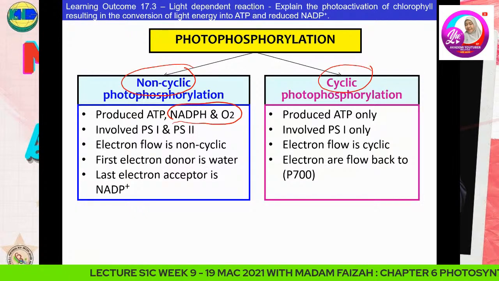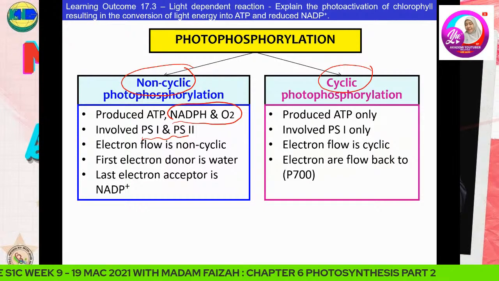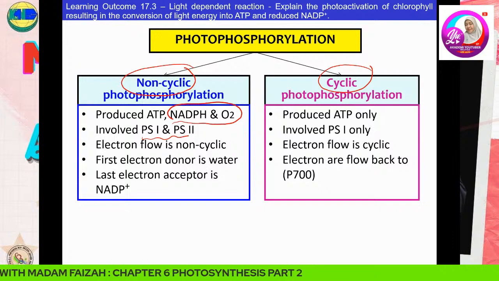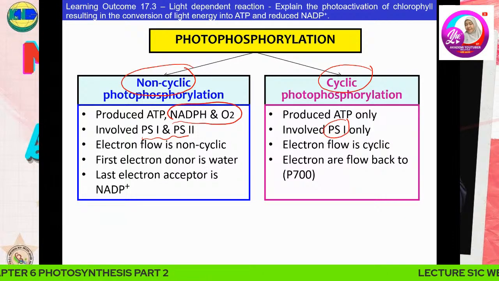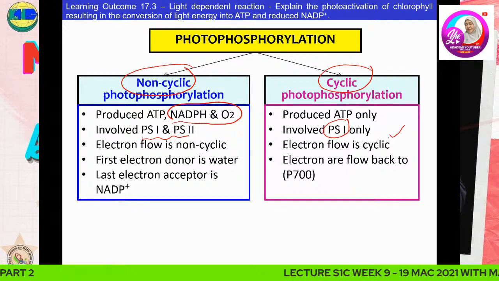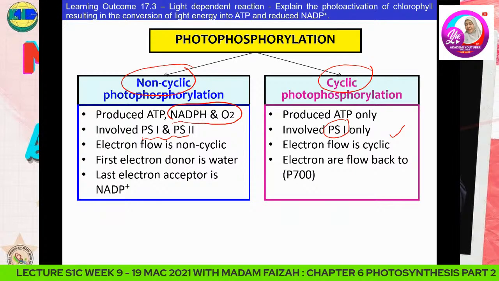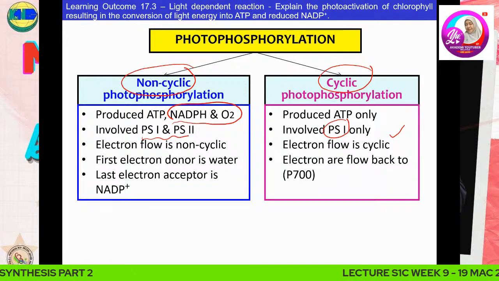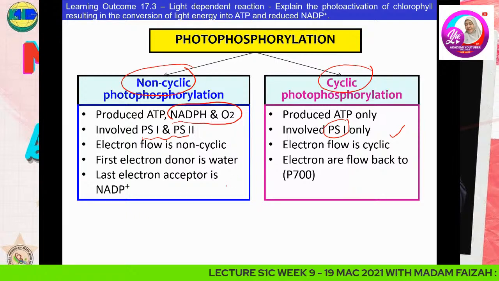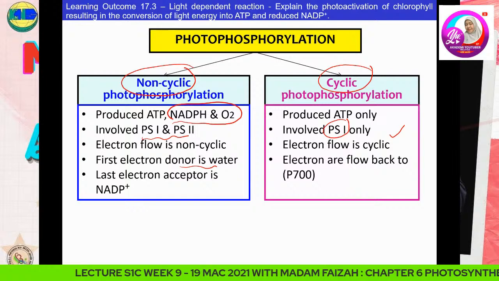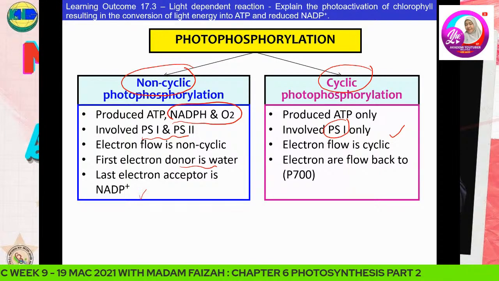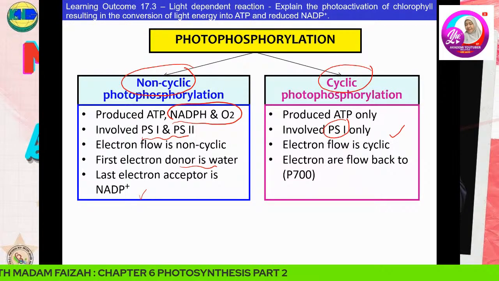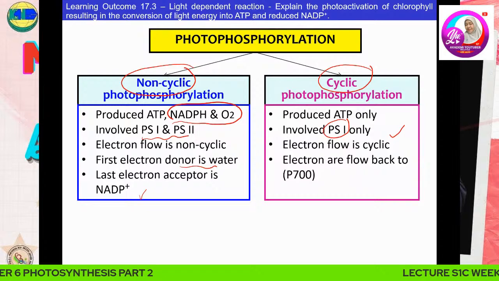So non-cyclic involves two photosystems, photosystem 1 and photosystem 2. But cyclic involves only one, only PS1. Electron flow in non-cyclic is linear, whereas for cyclic the flow is cyclic. Alright, so this is the big difference. If you remember, in cellular respiration we did not stress the electron donor. But in photophosphorylation, we stress that the electron donor is water, and the last electron acceptor is NADP+. In cellular respiration, oxygen is the final electron acceptor. But in cyclic, the electrons flow back to P700.